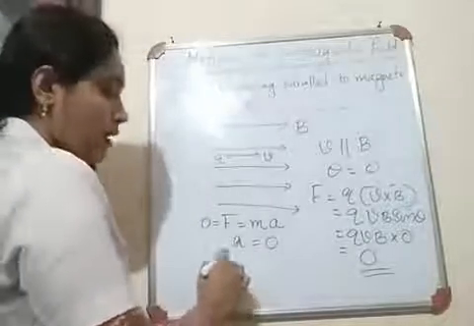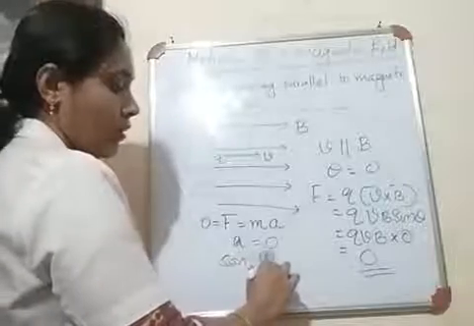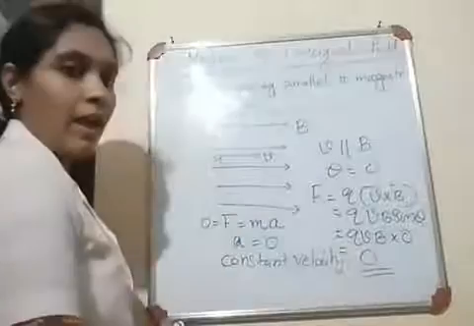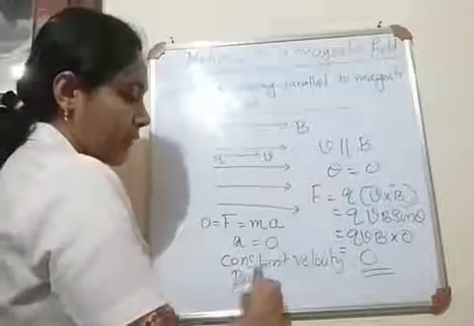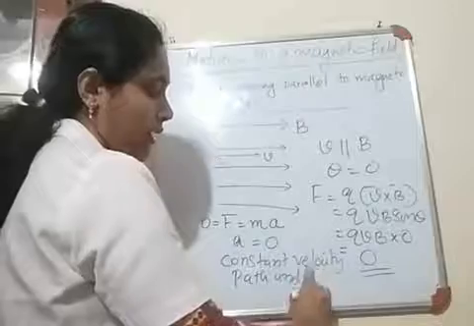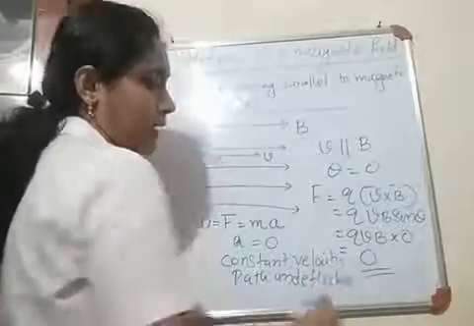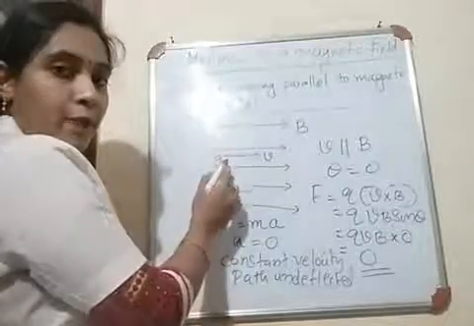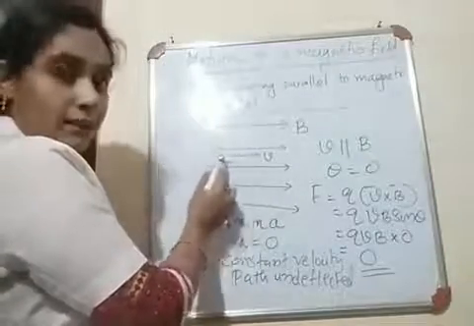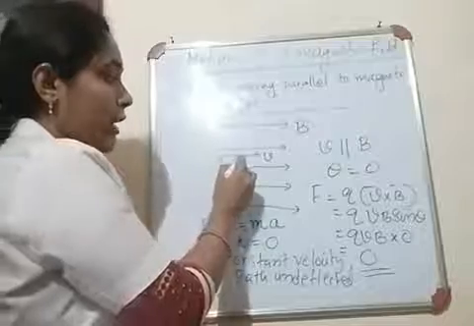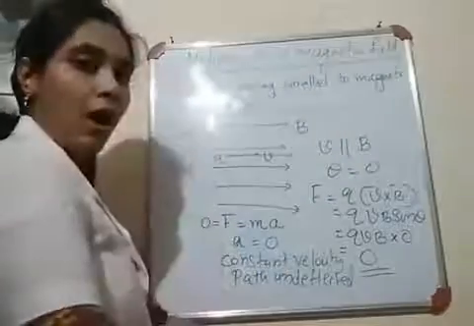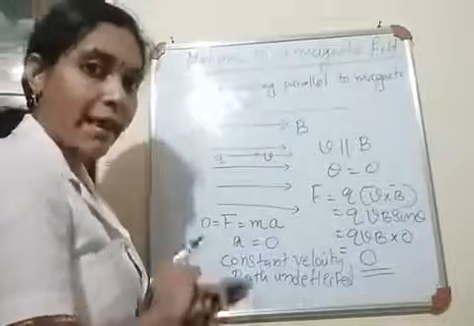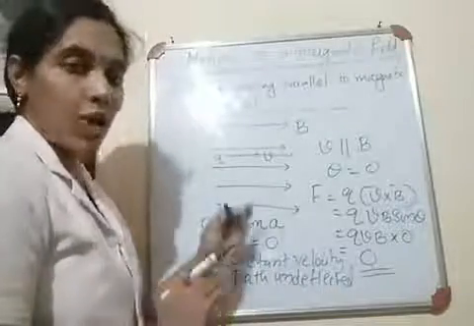So the particle moves with constant velocity, and also the path of the particle will be undeflected. That means the particle will not change its direction. Initially, if the particle enters the magnetic field in this direction, it will continue to move along the same direction throughout the magnetic field. Its path is not deviated. There won't be any deflection to the path of the charged particle.